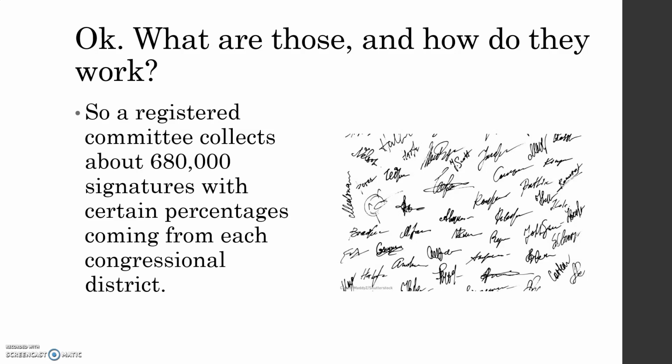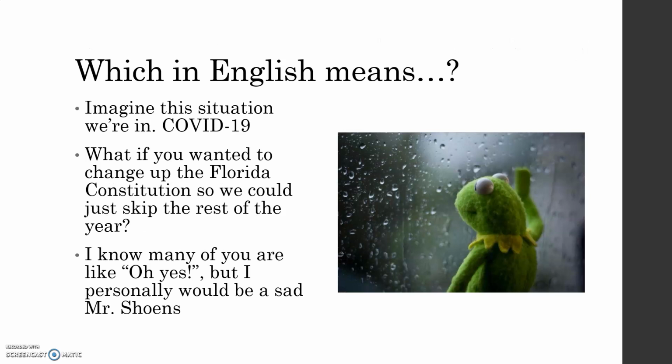They all basically function the same. Let's say you get a committee of people and you collect about 680,000 signatures based on our population right now, with certain percentages coming from each congressional district. Okay, maybe I'm still not speaking English. Let me give you actually a hypothetical situation.